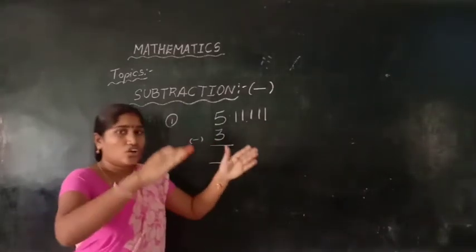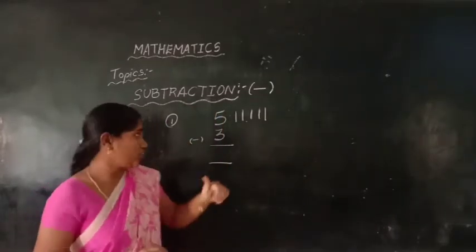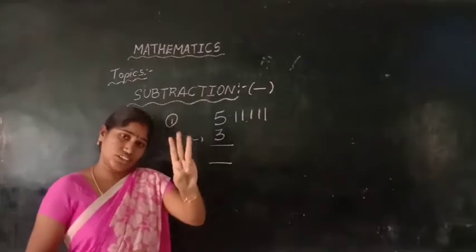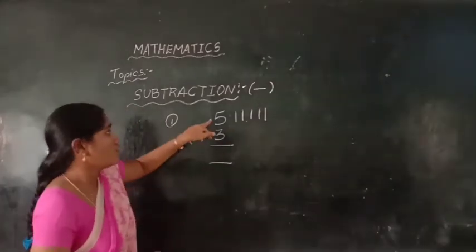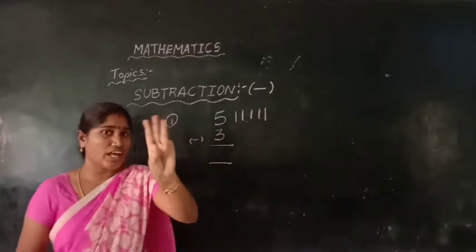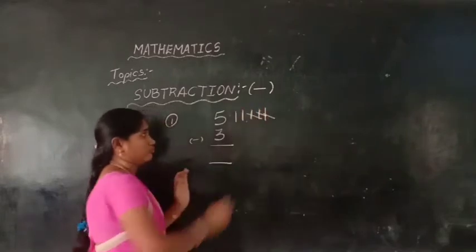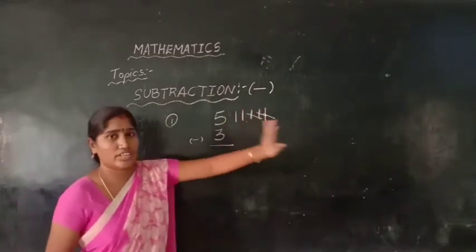Okay, now see here, children, 3. Now we will cross 3 dots. Okay, children, why do we cross 3 dots? Because here it is 5 minus 3. So we cross 3 dots from here. 1, 2, 3. Okay, 3 dots are crossed.